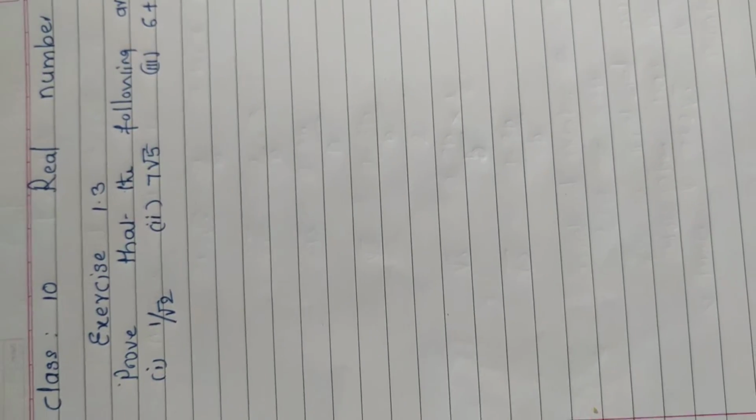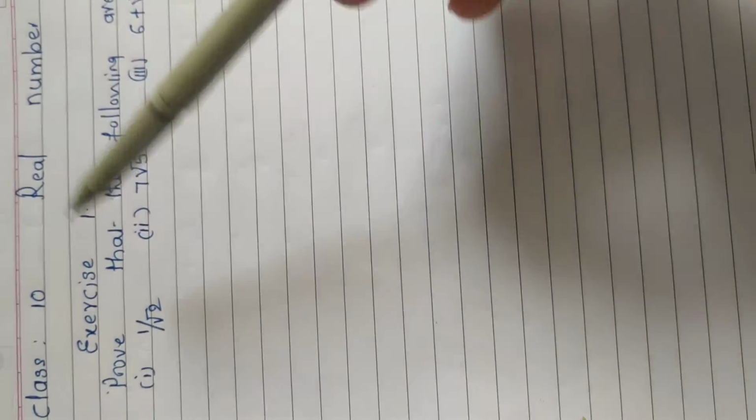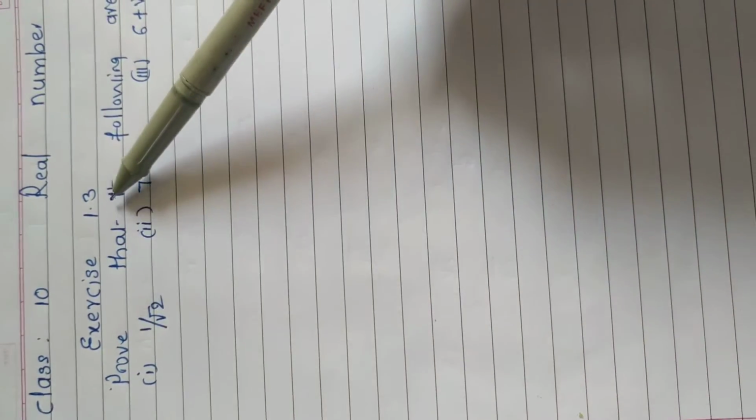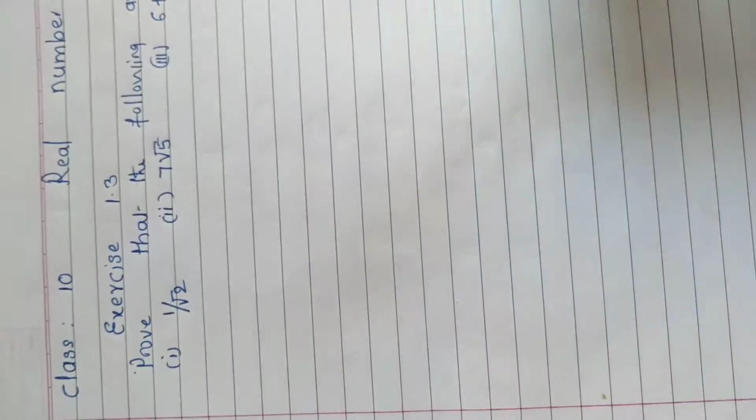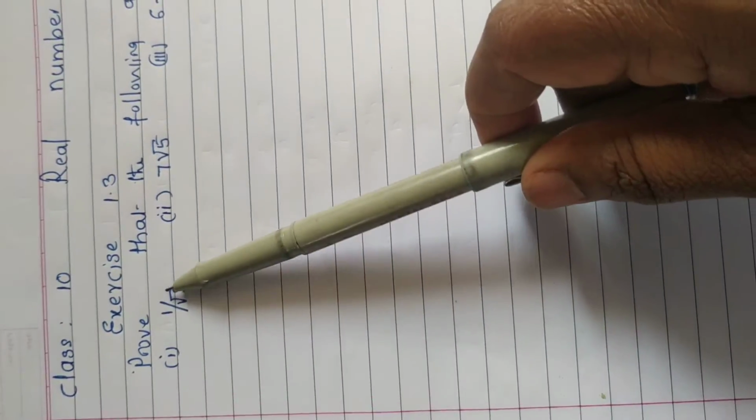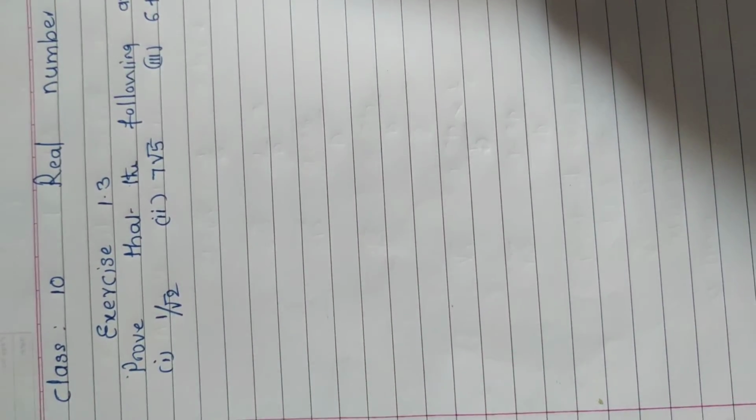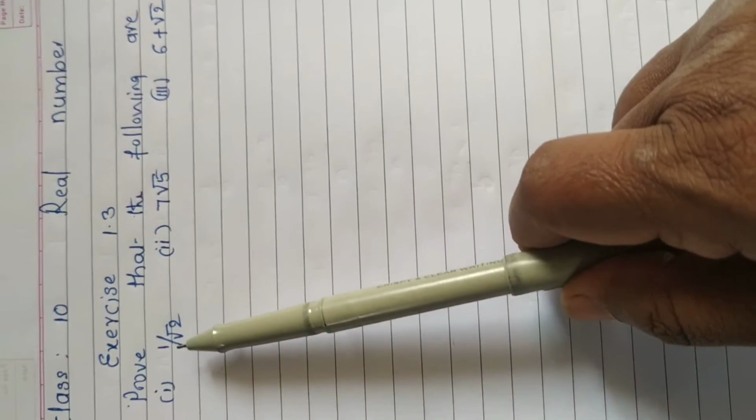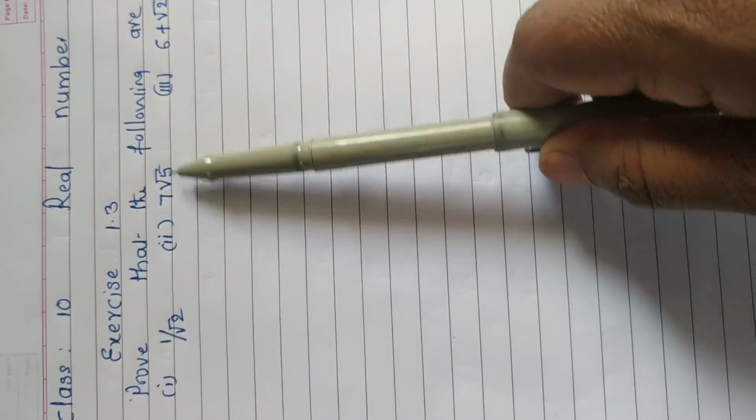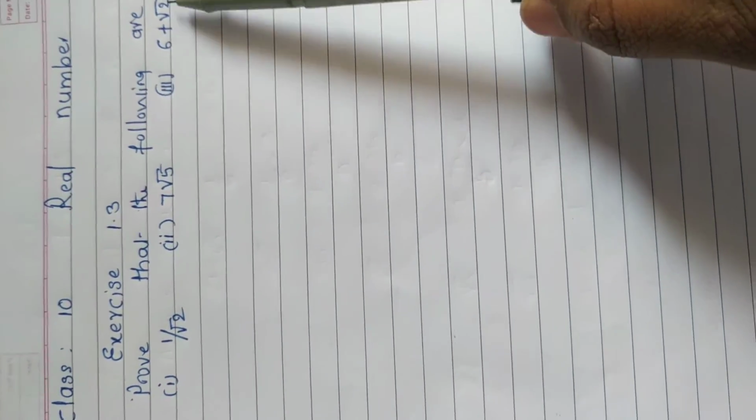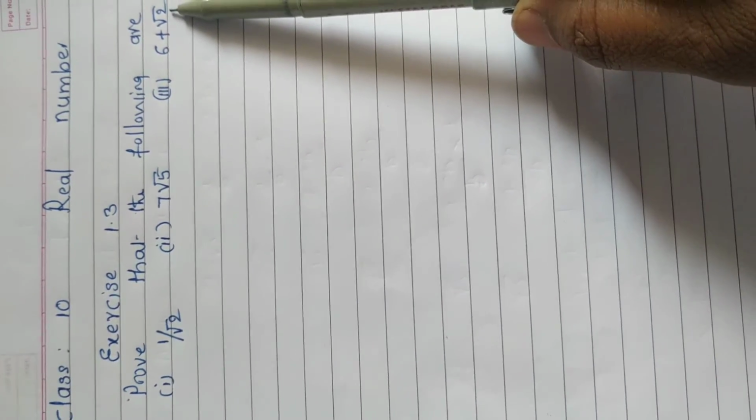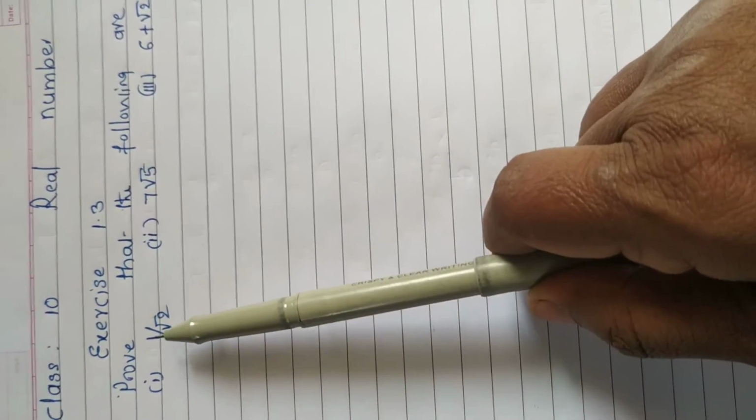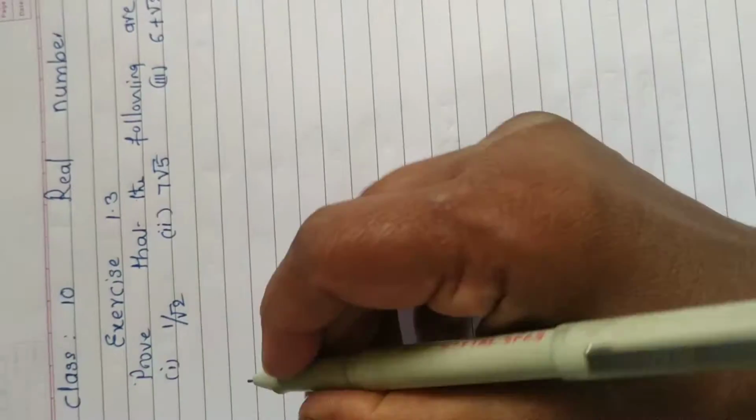Today we will discuss class 10 Real Numbers, exercise 1.3, the third question. Here we need to prove that the following numbers are irrational: 1 by root 2, 7 root 5, and 6 plus root 2. So let us start the first problem.